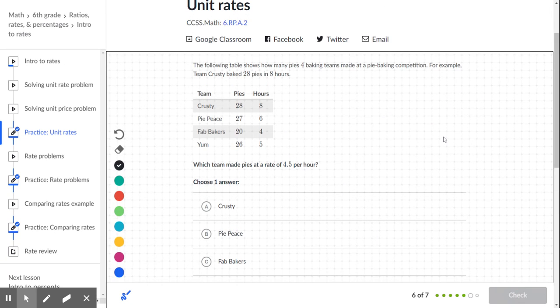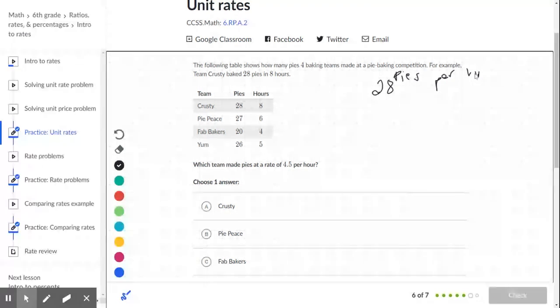On this one, the following table shows how many pies 4 baking teams are making at a pie baking competition. Then it says, for example, Team Krusty baked 28 pies in 8 hours. Which team made pies at a rate of 4.5 per hour? So let's see. 28. Remember, we're trying to find the pies per hour.